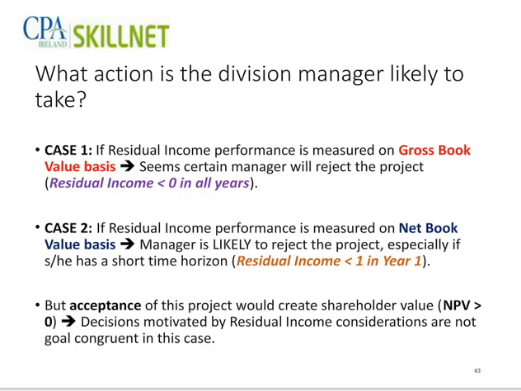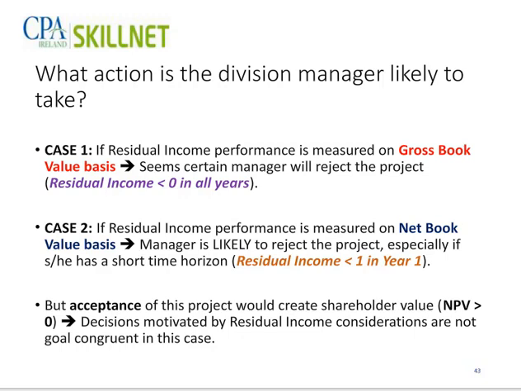Case 2: assume in this case that the manager is assessed on residual income, but this time using net book value as the basis of determining the finance charge. In that case, it's not possible to say with certainty what will happen, but we can say that the manager is likely to turn down the project, especially if he or she has a short-term time horizon, because in the first year the residual income is negative. So if the first year is the manager's main concern, then the project looks very unattractive.